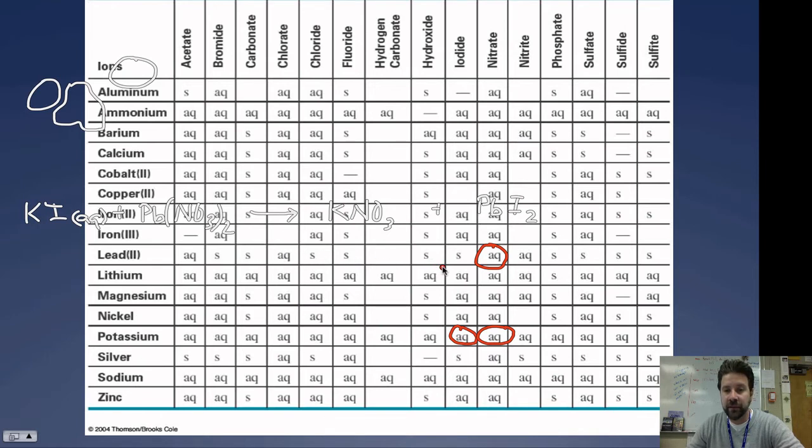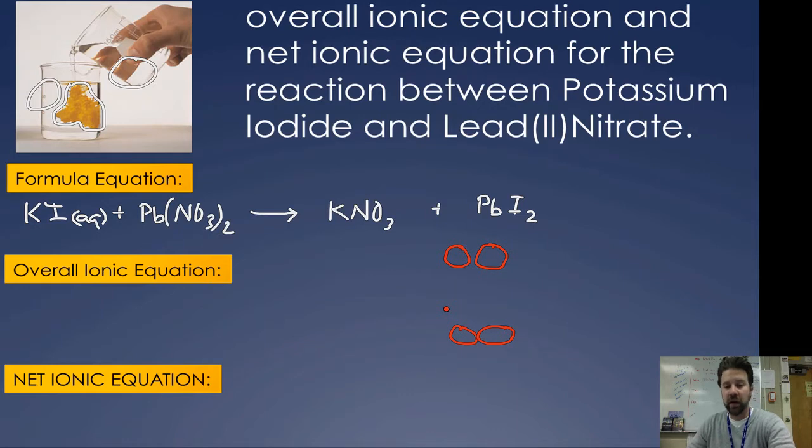Here's the lead. Iodide is right here, so that one is solid. Now, these four things, having 3 out of the 4 being aqueous, is going to help us big time. Let's take a look at how and why. Being aqueous means it's going to split into its respective ions.